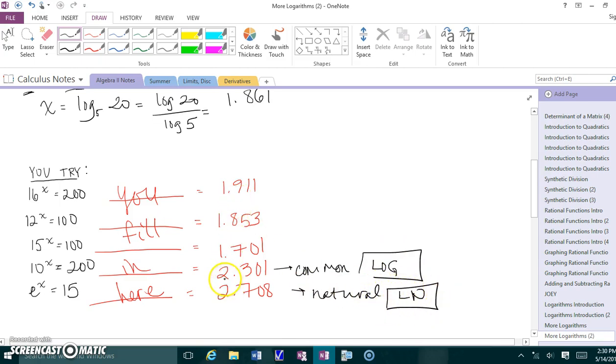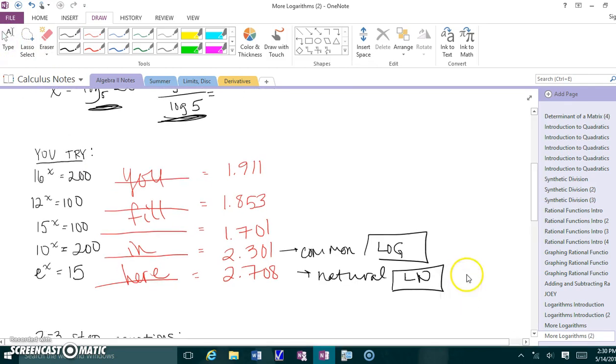So make sure, again, you have these. You need to have the filled in work where you're converting like this and where you're doing change of base like this. Okay, so if you didn't get one of those, try again. Make sure you get those right.